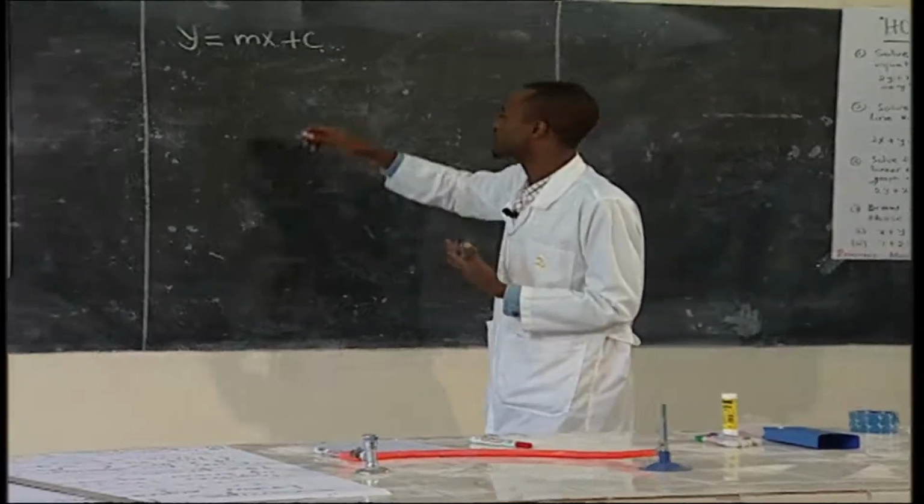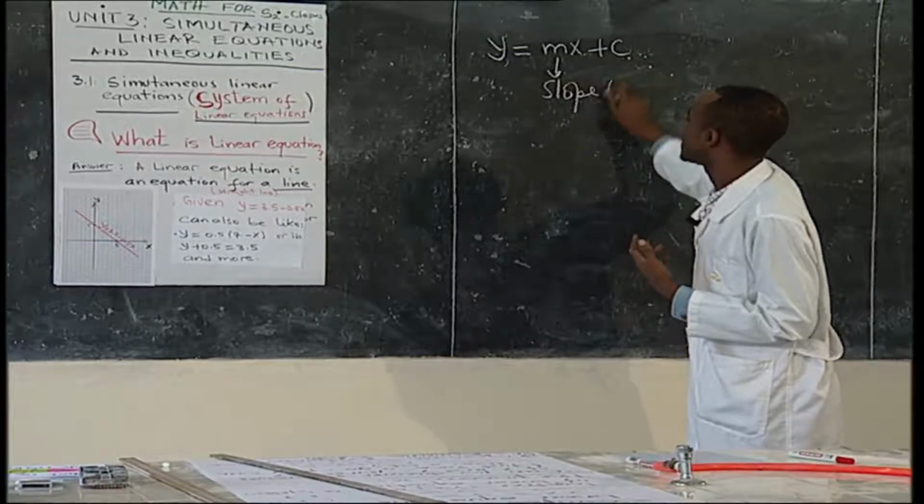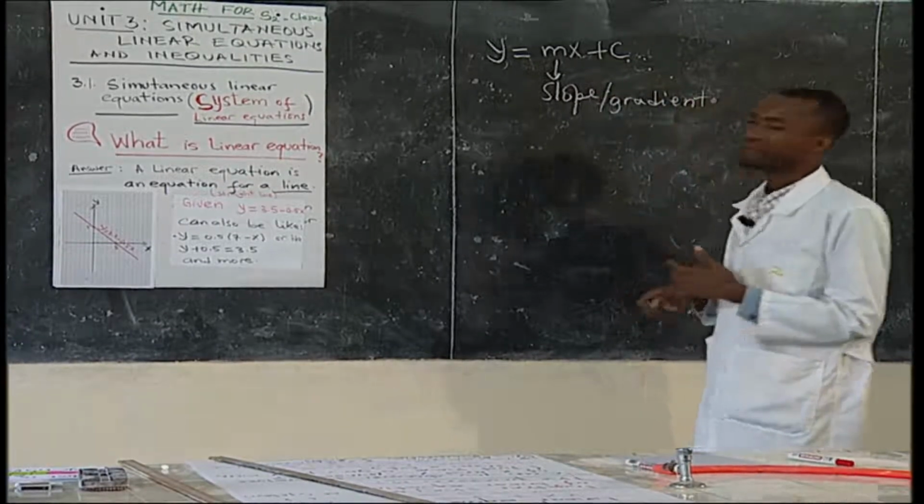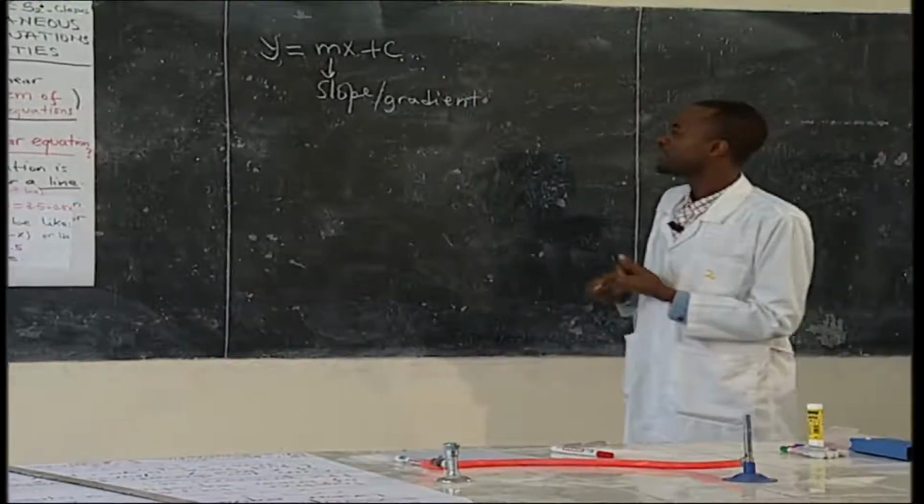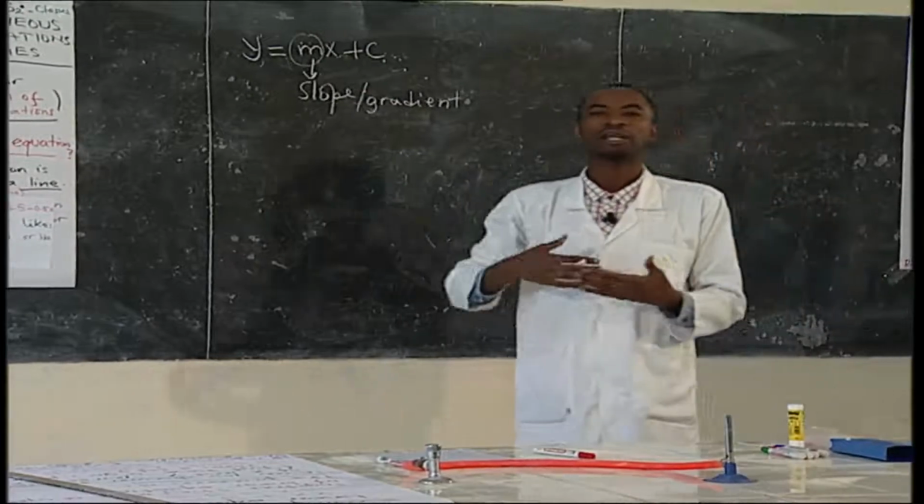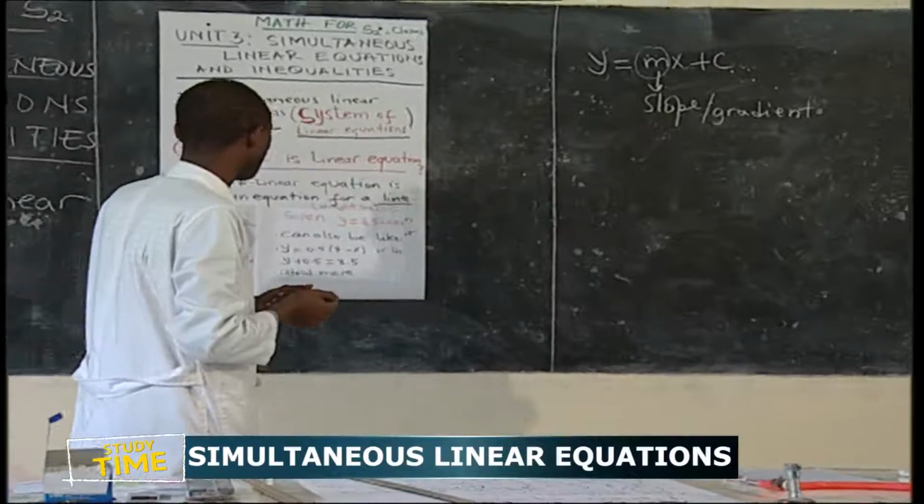And every equation or every function has this as a slope or as a gradient, as you can see. This is very important because it helps us to know how inclined our line will be. We will learn this in Senior 3.